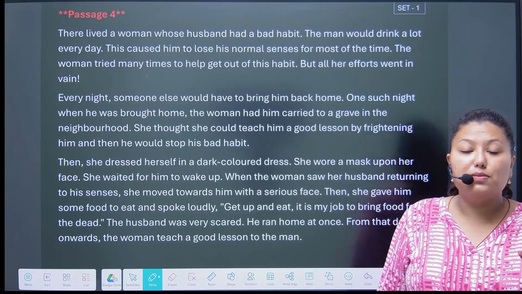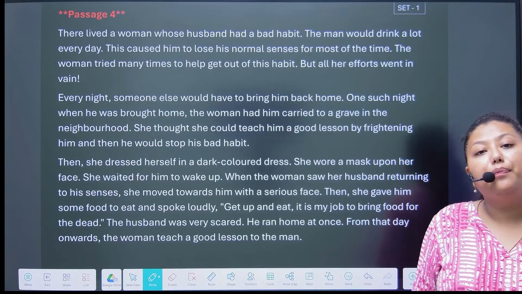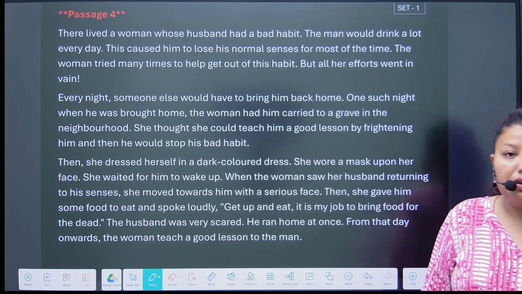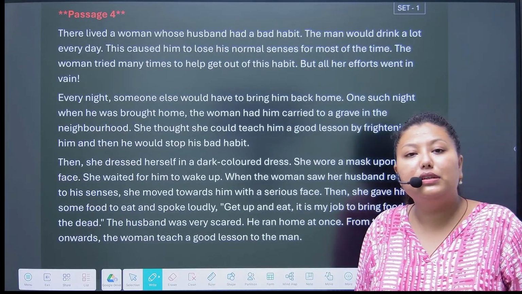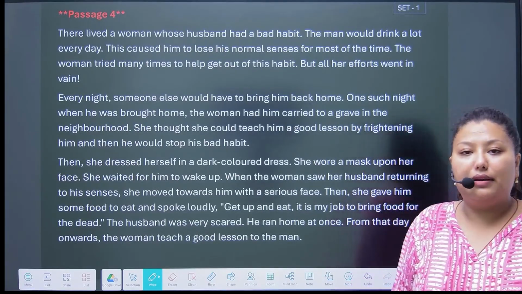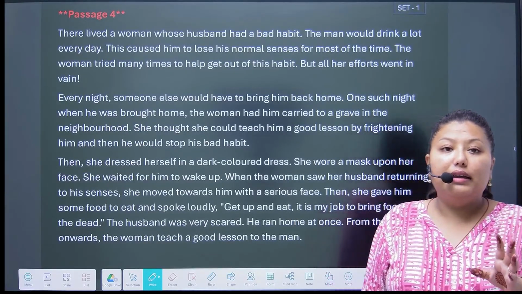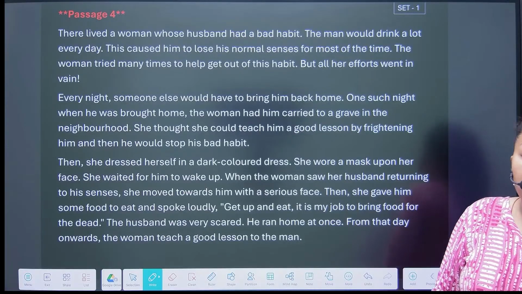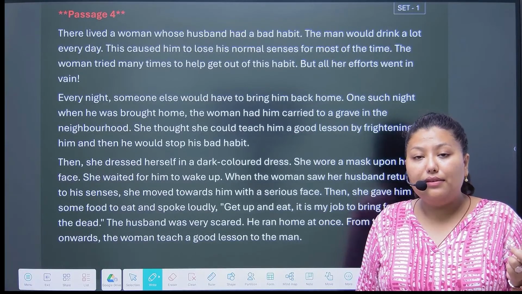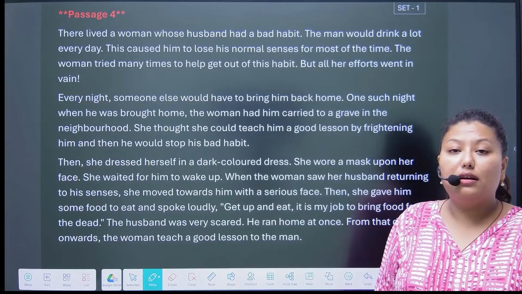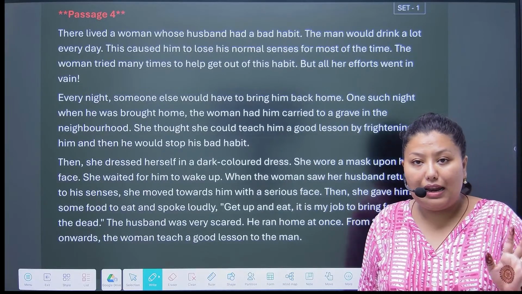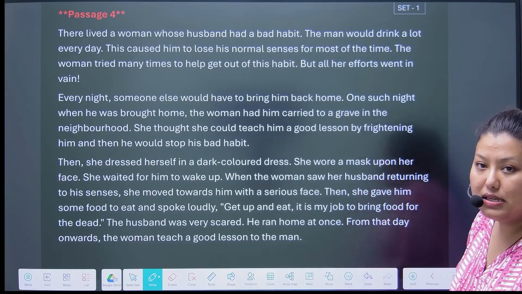So the husband was very scared, and he ran away home at once. From that day onwards, the woman taught a good lesson to the man. From that day, the husband of that woman never touched alcohol, right? So the passage is done.